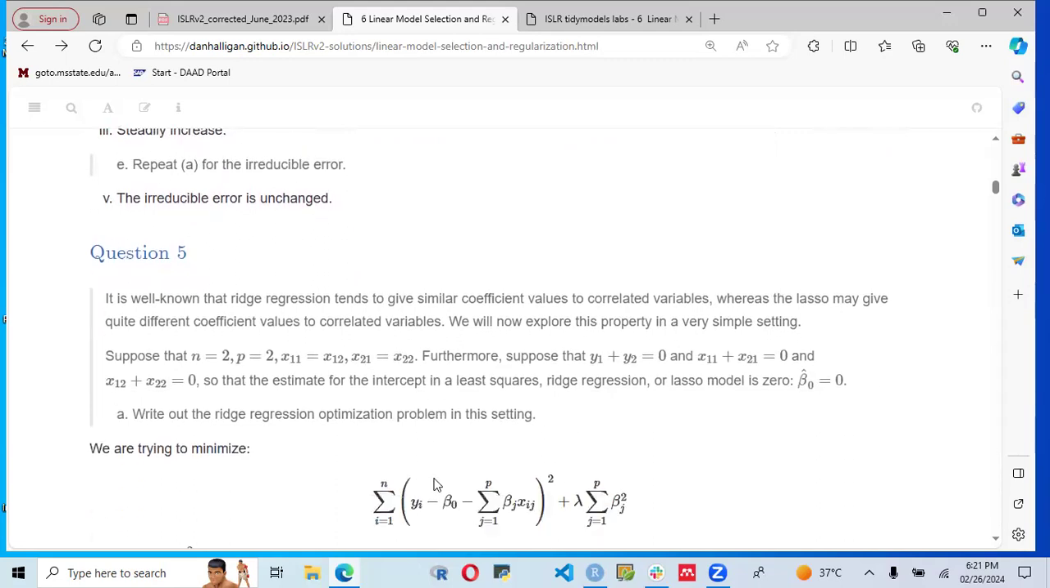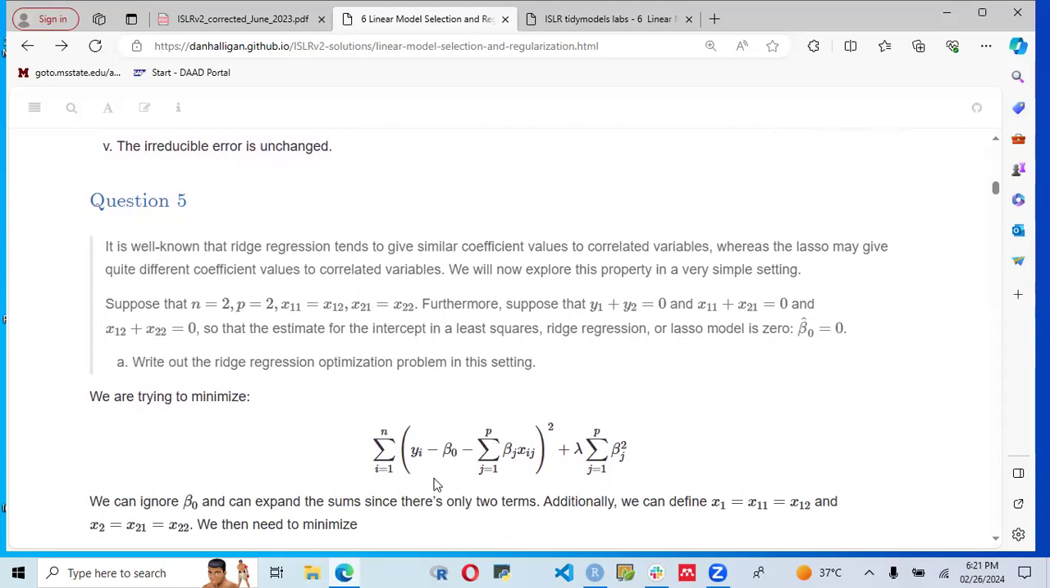Okay, so question five. They say it is well known that ridge regression tends to give similar coefficient values to correlated variables, whereas the lasso may give quite different coefficient values to correlated variables. We will now explore this property in a very simple setting.